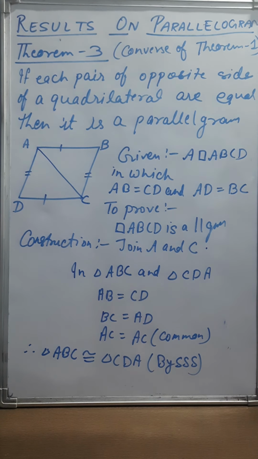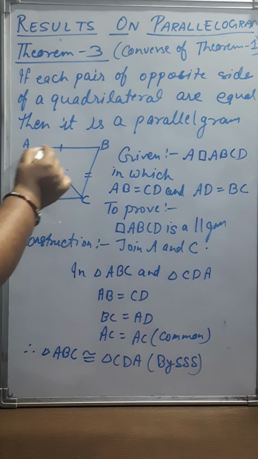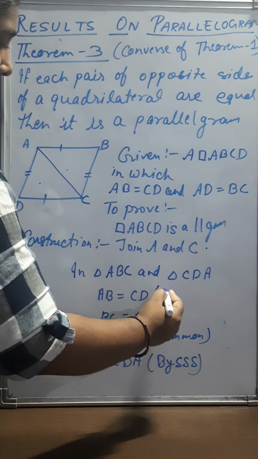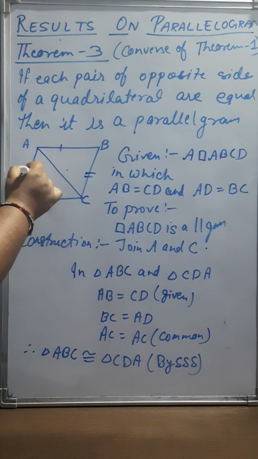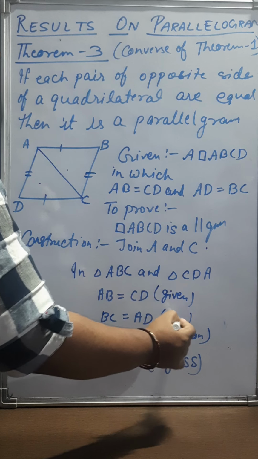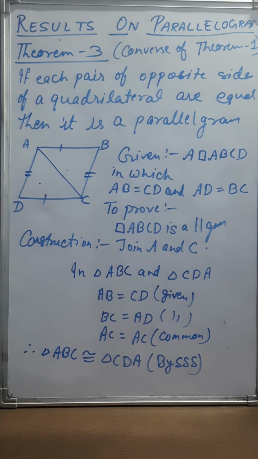So we are getting two triangles, ABC and CDA. Let us prove that these two triangles are congruent. If you see here properly, we can write AB is equal to CD. This is given. Similarly, BC is equal to AD. This is also given. And AC is common. So triangle ABC is congruent to triangle CDA by SSS.